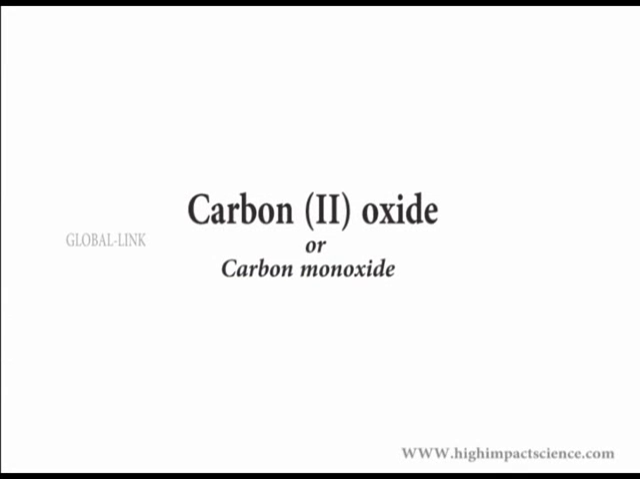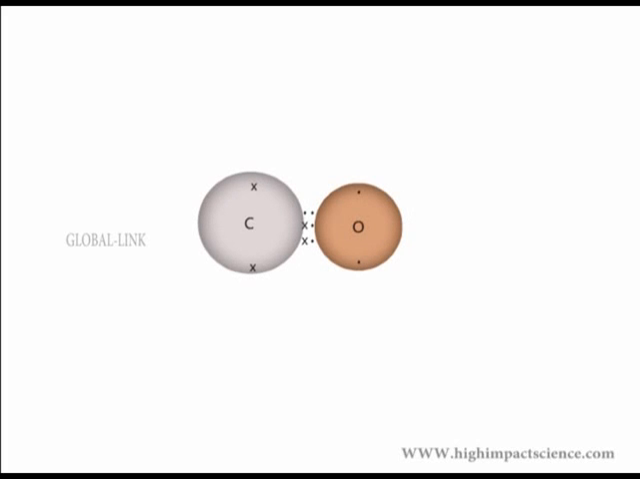Carbon 2 oxide. This is another oxide of carbon in which a carbon atom forms 3 covalent bonds with 1 oxygen atom. It is a molecular substance. The dot and cross diagram shows the 3 covalent bonds in a carbon 2 oxide molecule, one of which is a dative covalent bond.